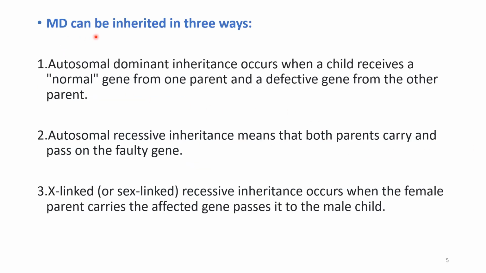Muscular dystrophy can be inherited in three ways. Autosomal dominant inheritance occurs when a child receives a normal gene from one parent and a defective gene from the other parent. Or it may be due to autosomal recessive inheritance, which means both parents carry and pass the faulty gene. And X-linked or sex-linked recessive inheritance occurs when the female parent carries the affected gene and passes it to the male child. So it can be through autosomal dominant, recessive or X-linked inheritance.